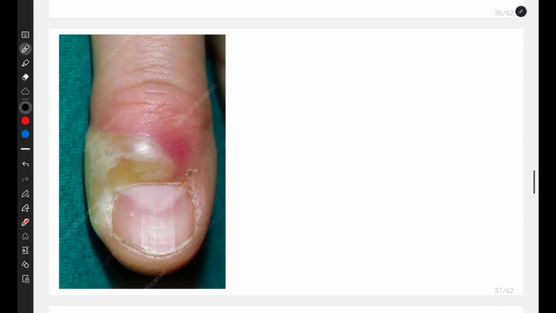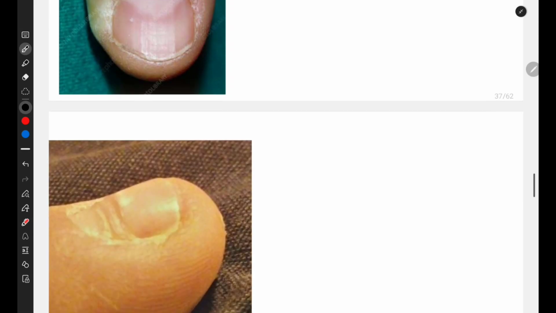So coming to paronychia. Paronychia is an infection of the lateral nail folds. It could be due to bacteria, which will be acute, or it could be mixed due to fungal, which will be chronic in nature. The treatment will be I&D, so incision and drainage along with oral antibiotics will treat it.